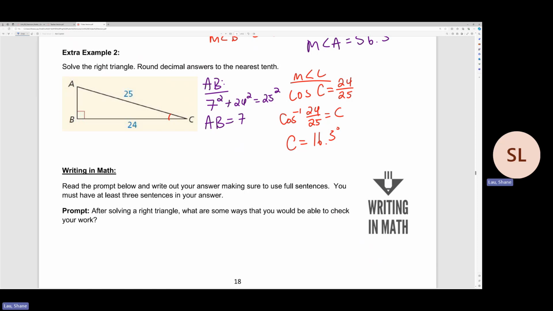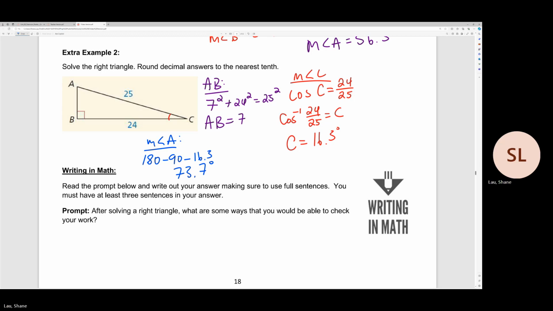Then we can solve for A. We can solve it with trigonometry. Or, hear me out, we can solve it with knowing what the interior angles add up to. If I look for the measure of angle A, I know that 180 minus 90 minus 16.3, because those are my other two angles, gives me 73.7 degrees. Makes things a little bit easier on us.